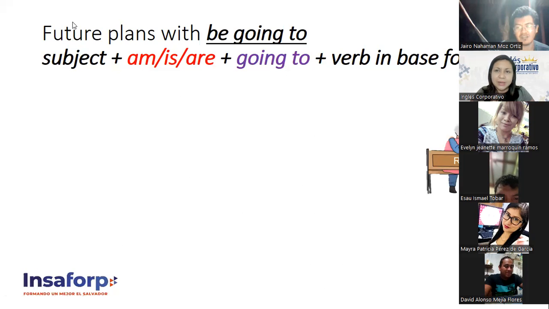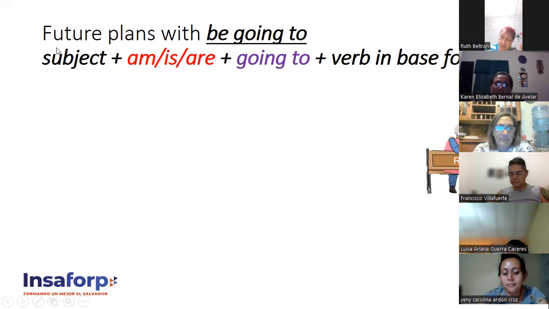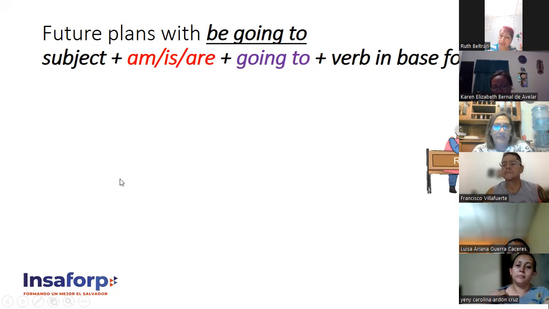Now let's learn about be going to. The structure is like this. We need the subject, the verb to be according to the subject: am, is, are. I am, he is, she is, it is, we are, you are, they are, plus going to, and the verb in the base form.